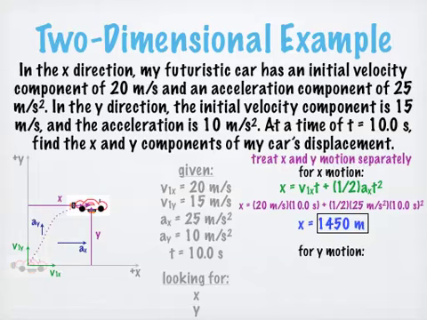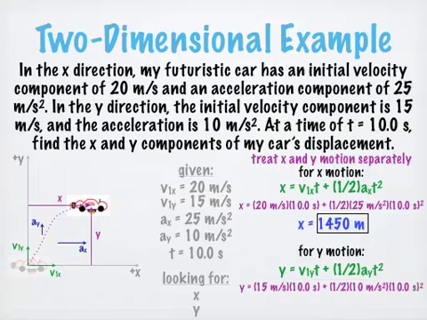Now we can look at the motion in the y direction. We're given values for the same variables in the y direction as we were in the x direction, so we can use the y component form of the same kinematic equation. Next, we plug in our given values, and we use our calculator to solve for y, getting a value of 650 meters for the y component of our displacement. So, after 10 seconds, my car has moved 1450 meters to the right and 650 meters up.